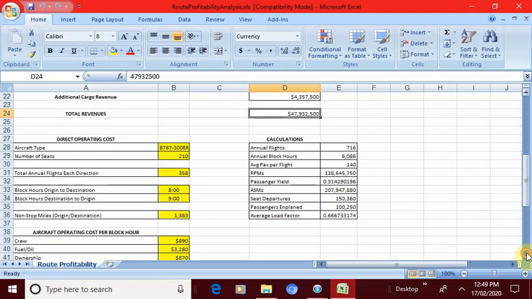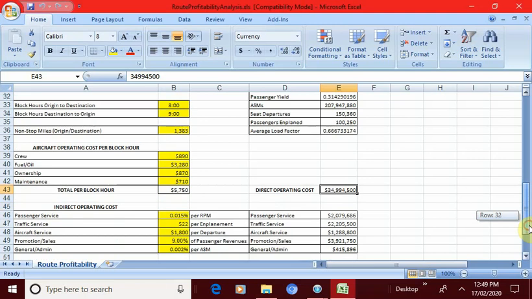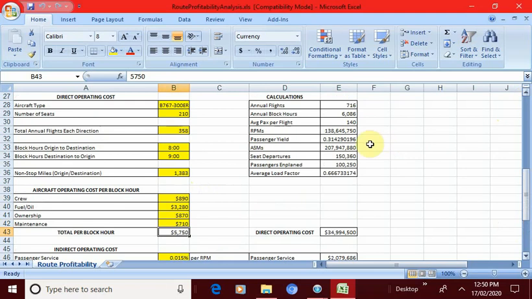Now move on. In the next screen we input the figures for the block hours for aircraft operating, and that was crew, fuel, ownership and maintenance. This was the total figure, and the direct operating cost is this much. If you look at the direct operating cost, it is calculated via this figure, total per block hour, into annual block hours.